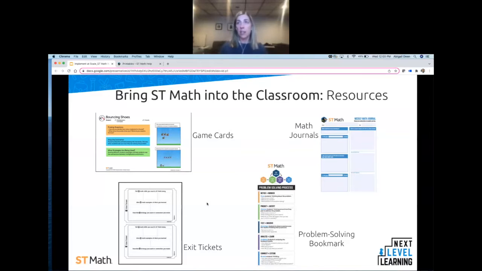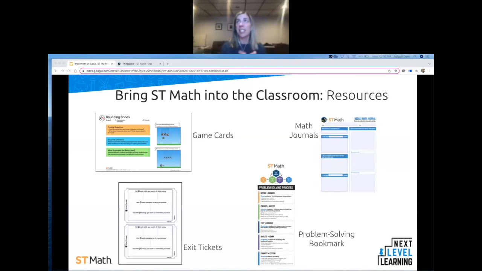Some more resources here that also support bringing StMath into the classroom. We have game cards, exit tickets, math journals, bringing writing into StMath, and then the problem-solving bookmark. We have a lot of the resources in the problem-solving process that really support students working through that learning cycle of trying something, seeing if it works, making the prediction, analyzing what happened, and then making a connection to what they already know. So some great resources.